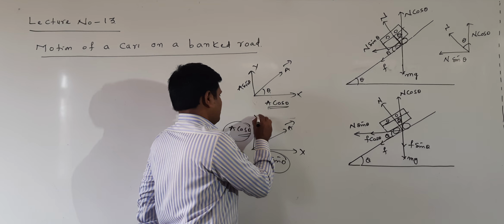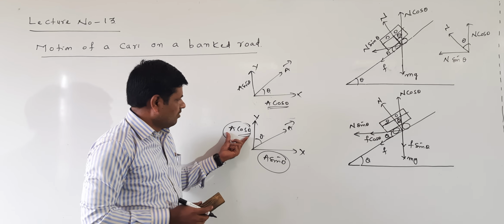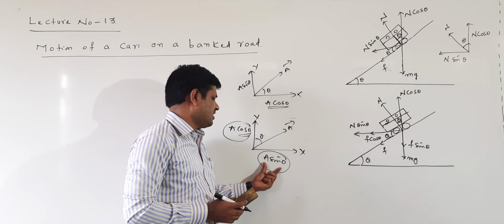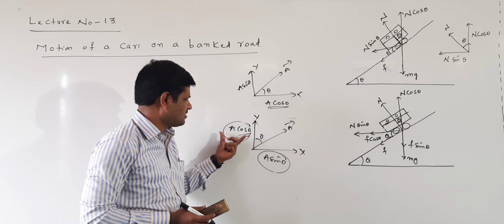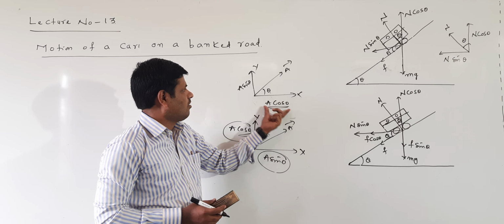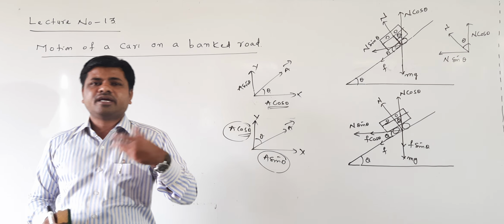Suppose a bar is a vector and it makes an angle theta with the y-axis. Now the y-axis side becomes a cos theta, and the x-axis side becomes a sin theta. In one case this becomes the vertical component and this becomes the horizontal component. In this case, this becomes the horizontal component and this becomes the vertical component. Depending upon the angle, it can change.